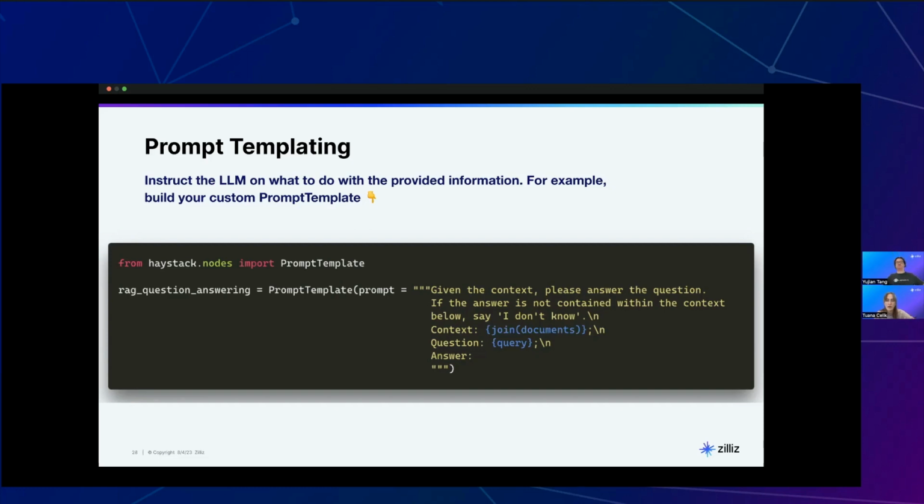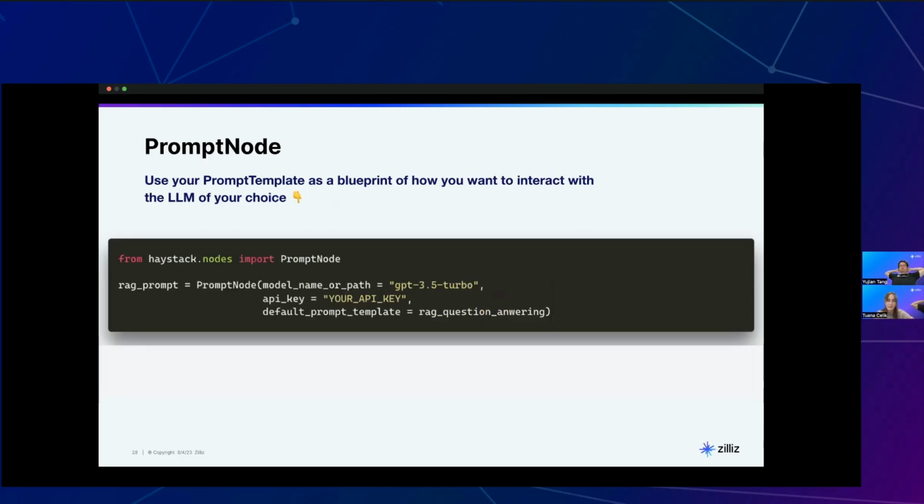But the parts I want to highlight here are the things that you see in curly brackets. I've highlighted them with blue. Here we have the context with curly brackets join documents, and then question and curly brackets query. This means that the parameter called documents and query can get filled in at query time. And the neat part is that the documents parameter is by default set to receive anything from a retriever that might be preceding it.